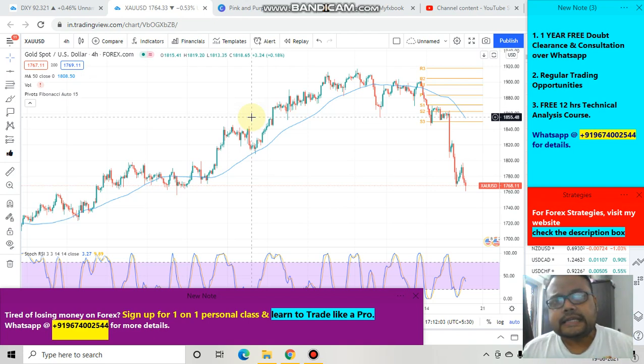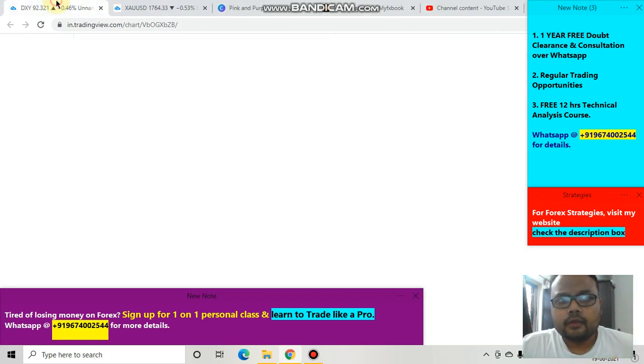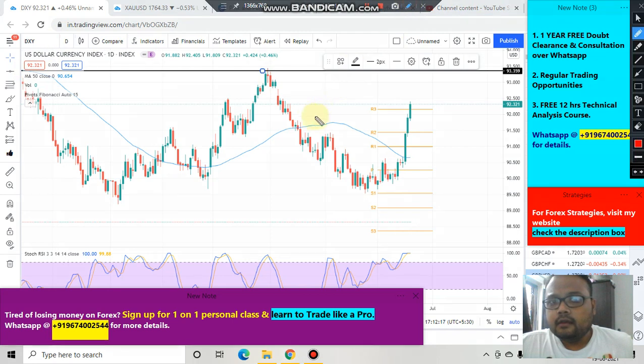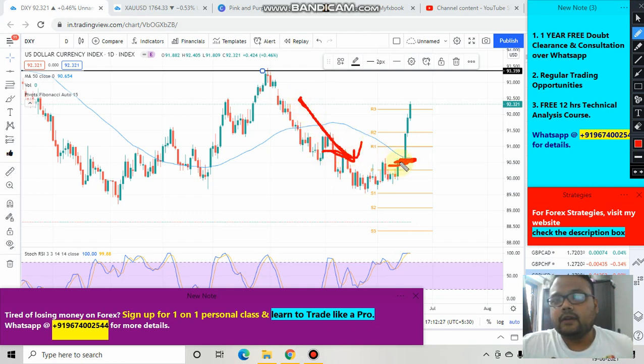This whole volatility came in a market when the US dollar became extremely strong. This is the chart of US dollar, and as you can see, this is a daily chart. If you look at the chart, then you can easily understand that the US dollar was coming down, but after this particular price level, after the meeting, there was a big jerk in the market.